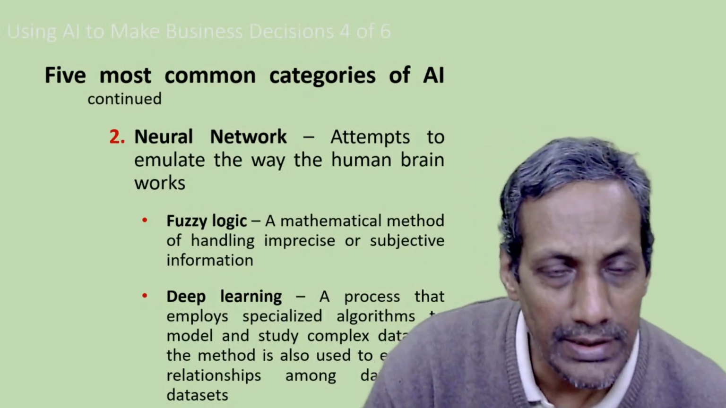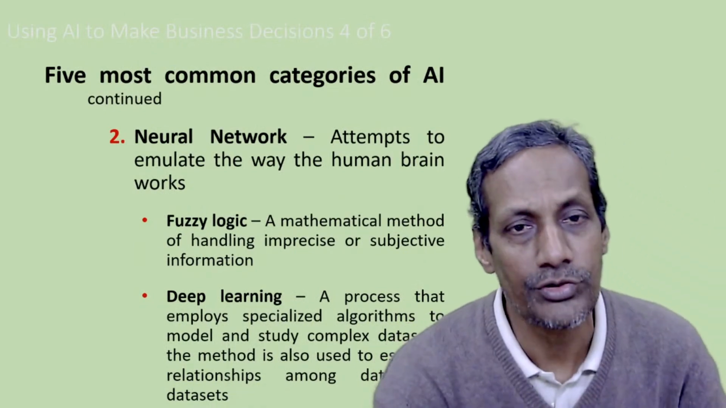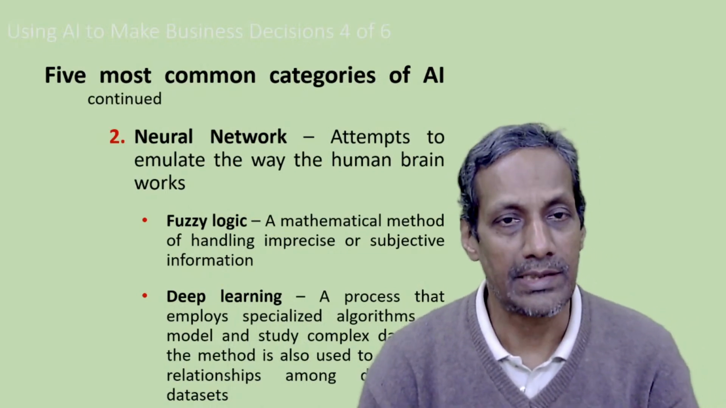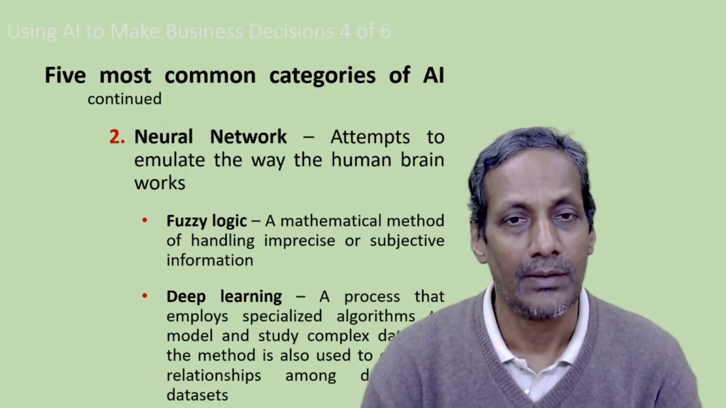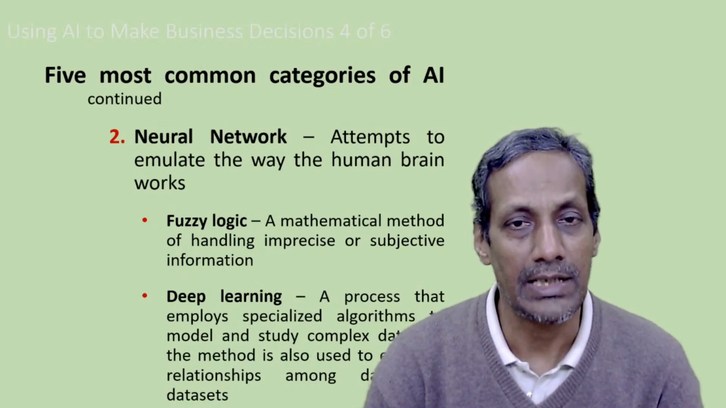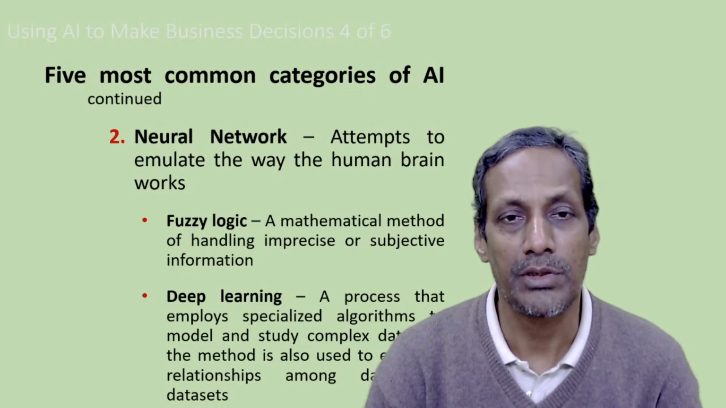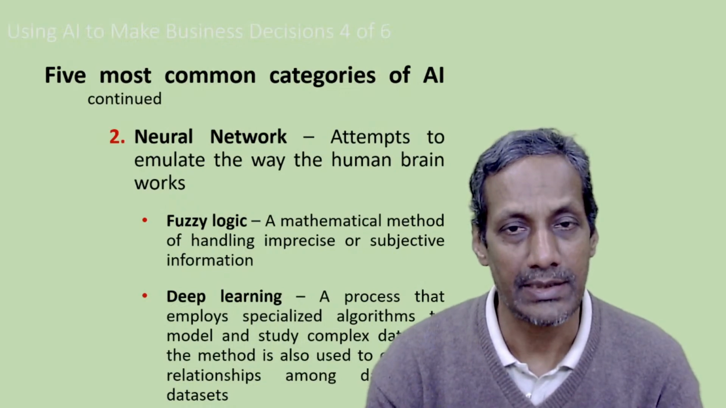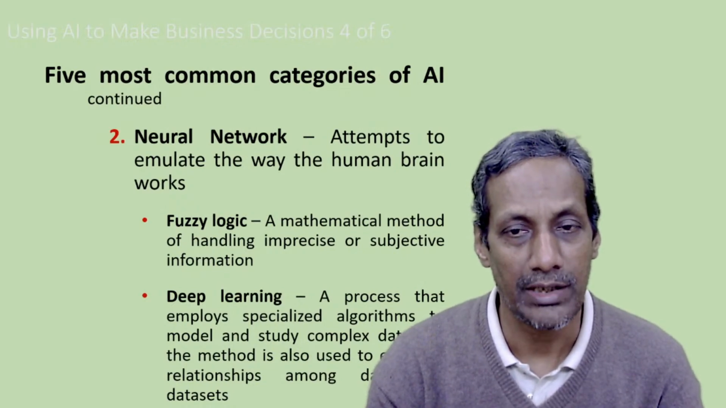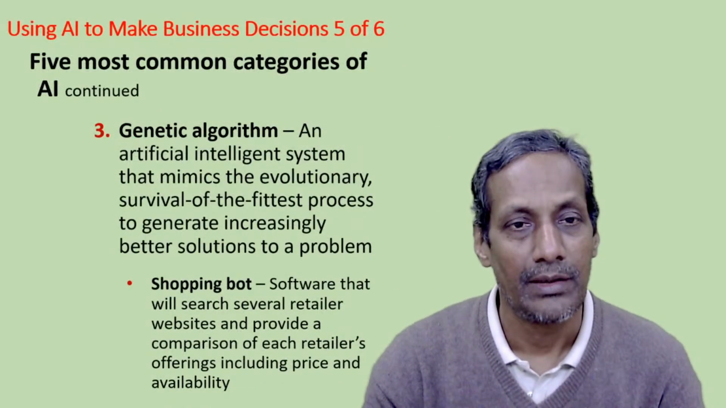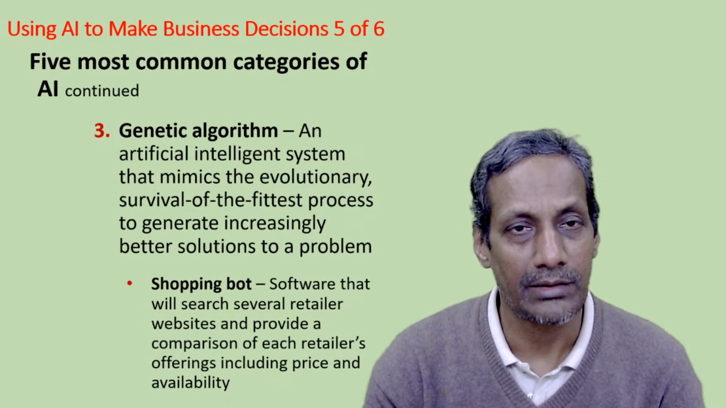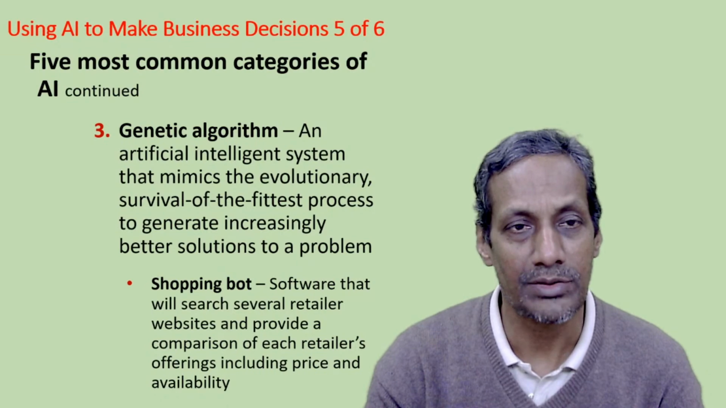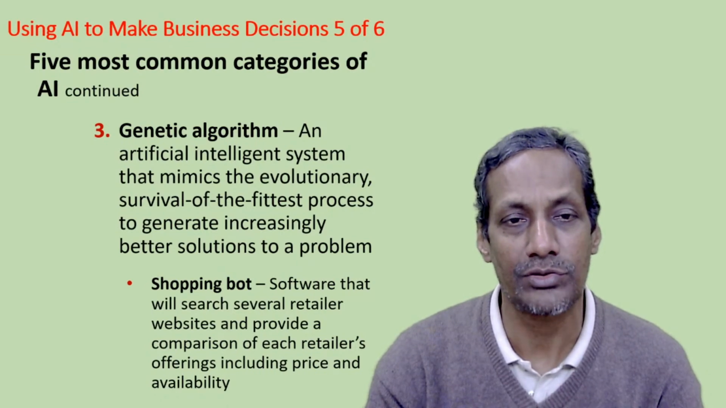Neural network is another concept that is widely used by managers in order to facilitate their decision-making activities and to generate intelligent insights for informed decision-making. Fuzzy logic and deep learning are the other latest sciences that are used in order to generate quality decisions. Genetic algorithm is also another intelligent system that mimics the evolutionary survival of the fittest process to generate increasingly better solutions to a problem.